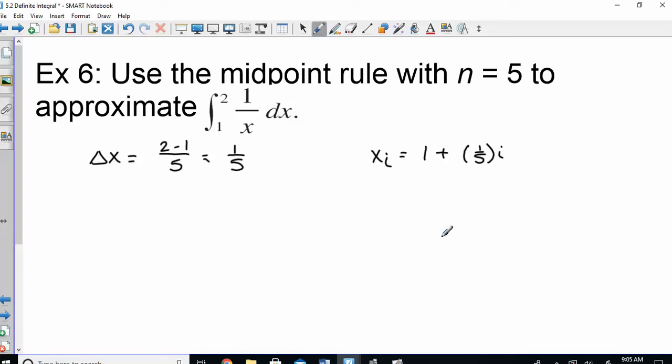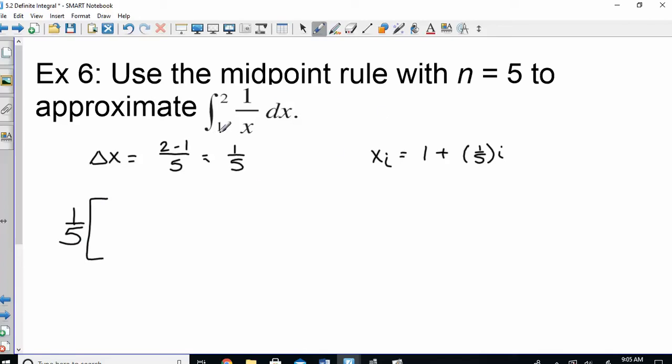Okay, we're only doing 5 rectangles. So do you think it'd be easier to do the summation with our x's being the 1 plus 1/5 I, or do you think it'd be easier just to find the numbers and plug them in? I think finding the numbers is probably going to be a lot faster here. So let's just do it that way. So all these have a width of 1/5. Okay, the hardest part is figuring out the first number.